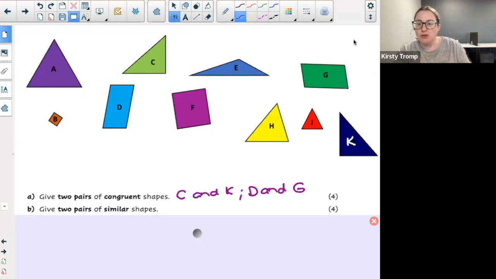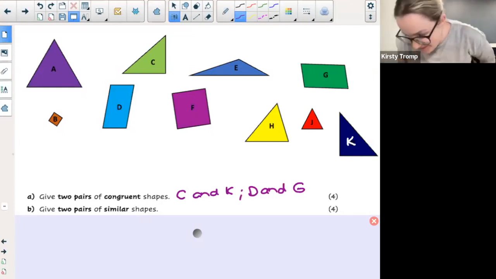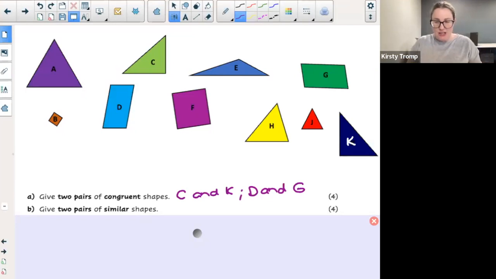Let's go to Unati. Hi, Unati. Hi, ma'am. How are you? Fine, and you? I'm good, thanks. Right, Unati, can you give me two pairs of similar shapes?